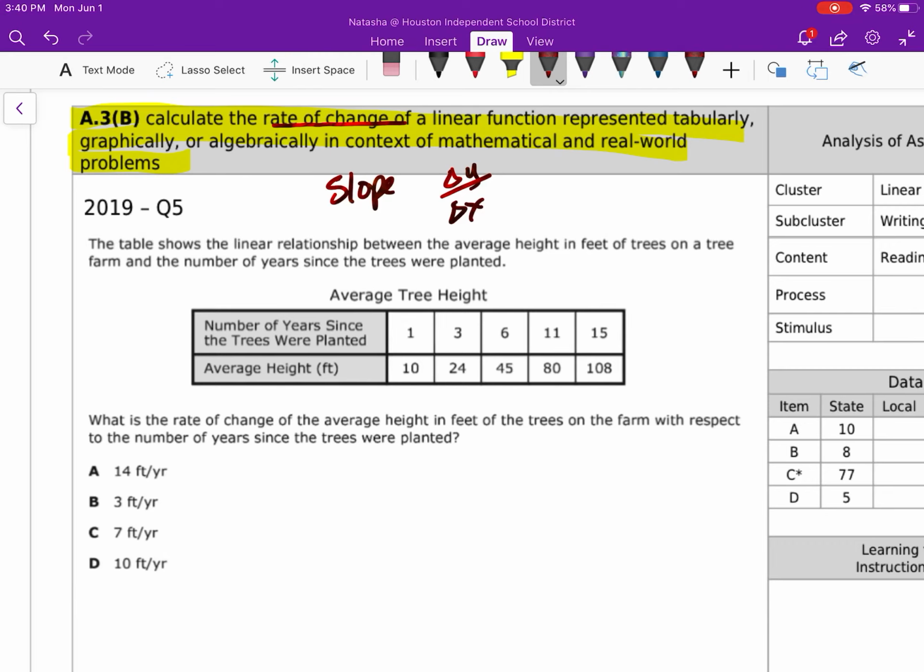tabularly. Yeah, I probably did not pronounce that right. I'm a math teacher, not an English teacher.